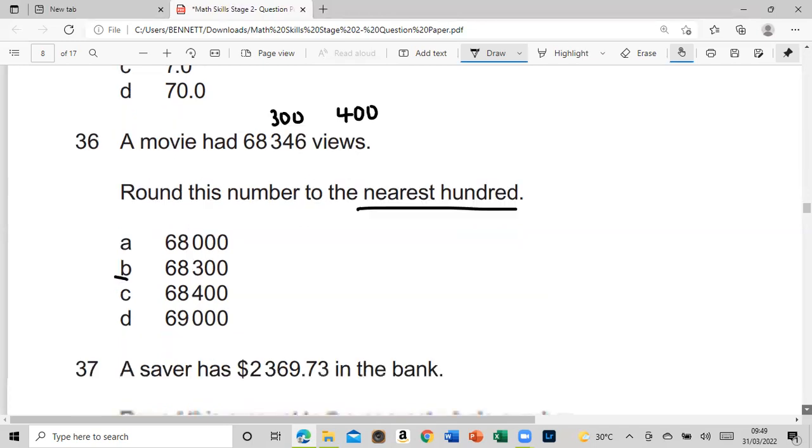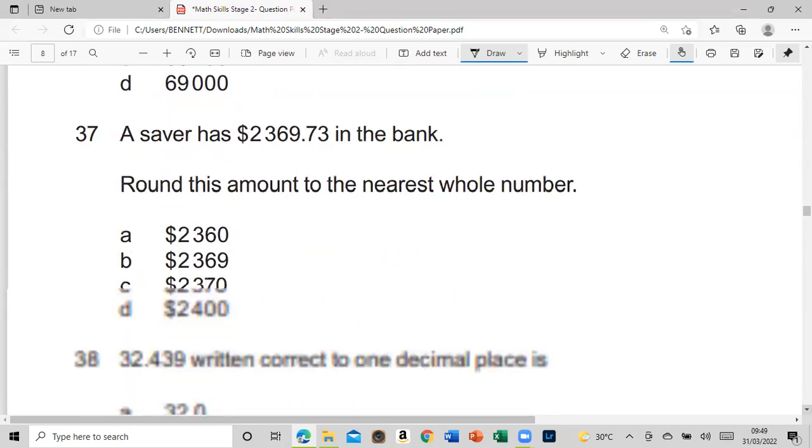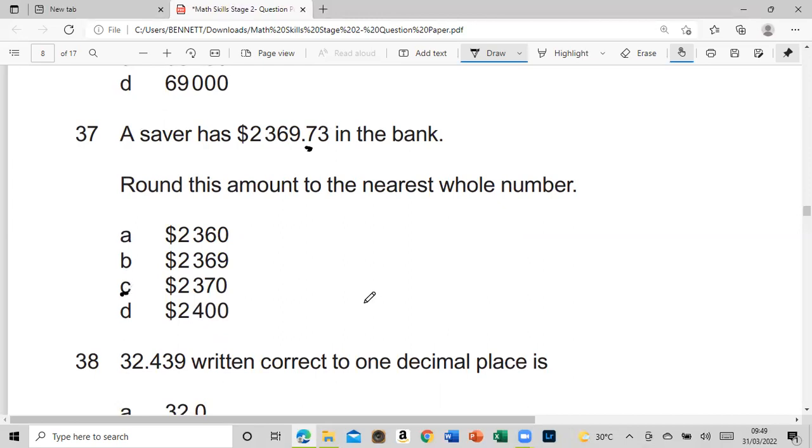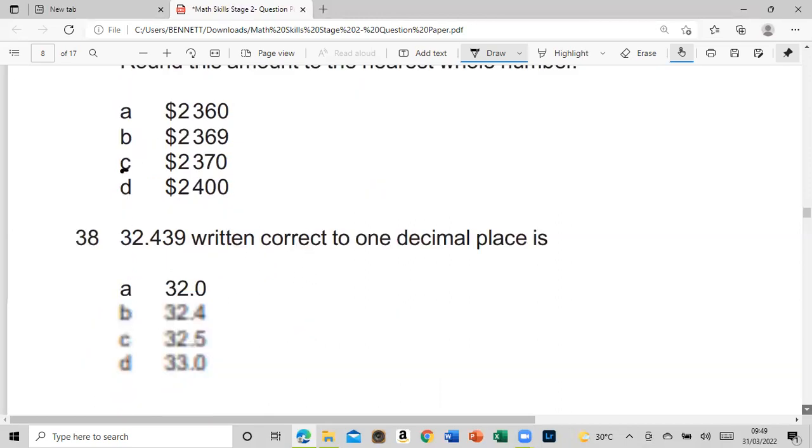Very nice question. A saver deposited $2,369.73 in the bank. Round this amount to the nearest whole number. Whole number. Alright. So 2,369 is close to 2,370. It's over 5, right? 73 cents. So it's C. Very nice question, that one also.